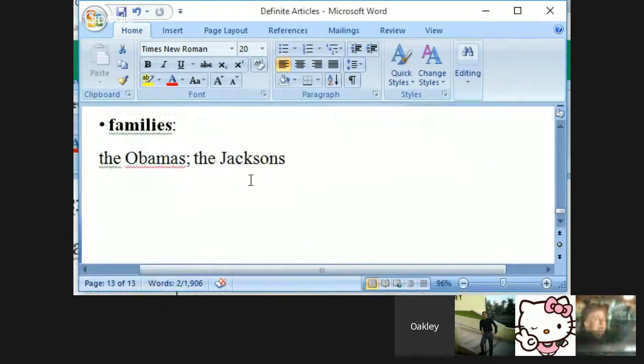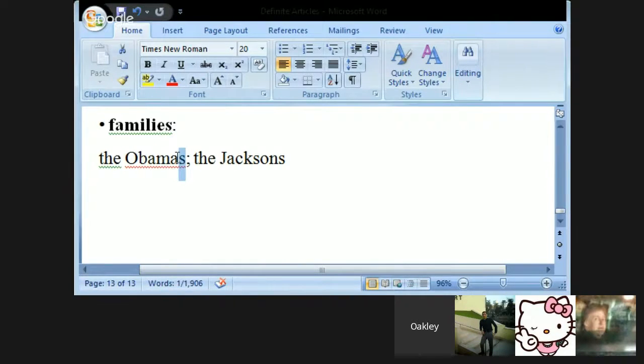And last of all, to talk about families as a group or as a unit, the Obamas, the Jacksons, what have you, then we use the and a plural, by the way. The name is Obama, Barack Obama, but when we talk about his family, the Obamas, we use a plural form. It's basically how to do it.